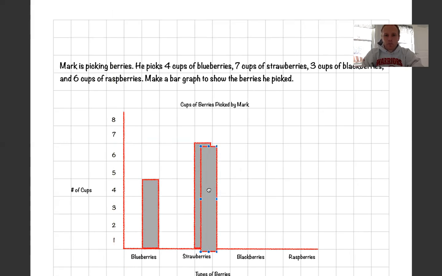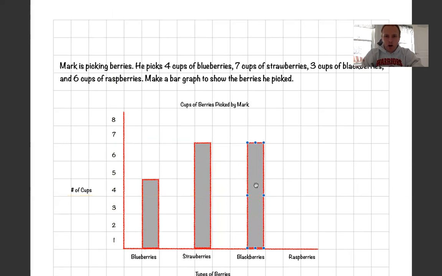So now I go to blackberries, and I see that he picked 3 cups of blackberries. So I'm going to bring my bar over here, and I'm going to go down so that my bar shows just 3 picked cups. And that will be right there. You can see 1, 2, and 3. So really quickly, somebody could look at this graph and say, I wonder how many cups of blackberries he picked. And they could go, oh, look at that. It lines up with the number 3. He picked 3 cups.